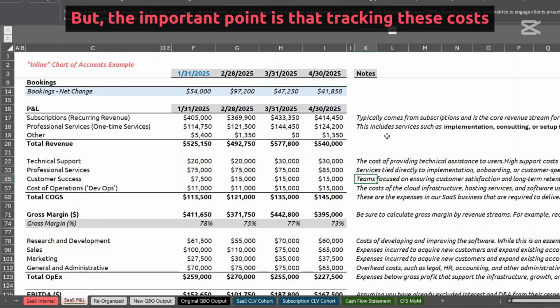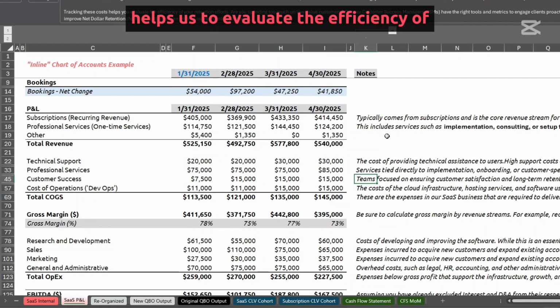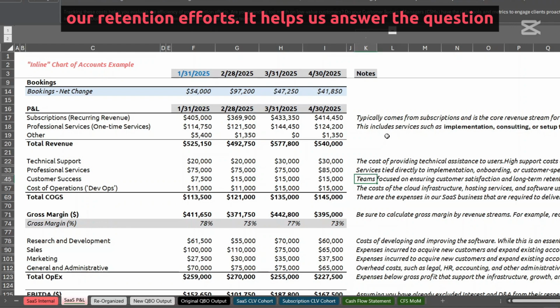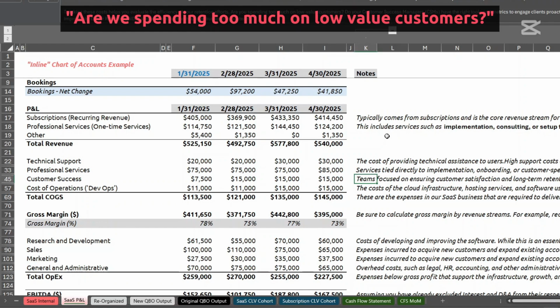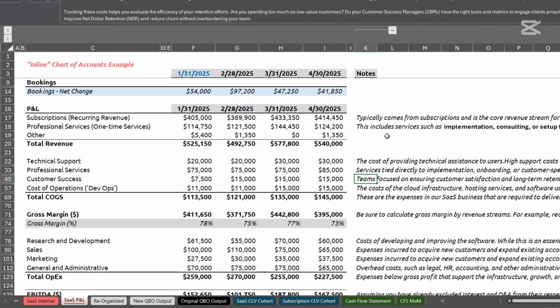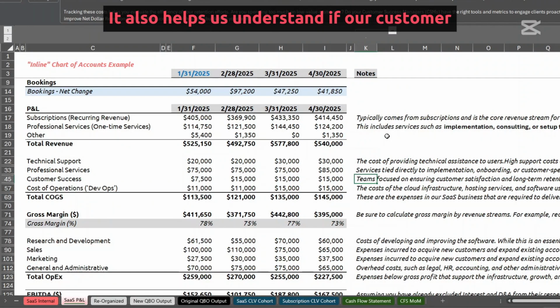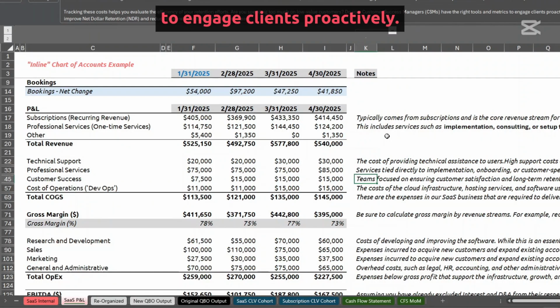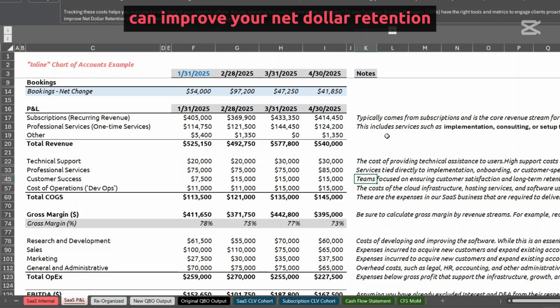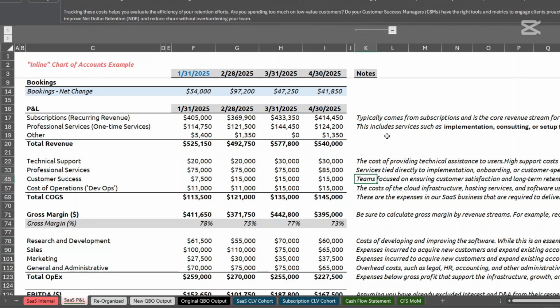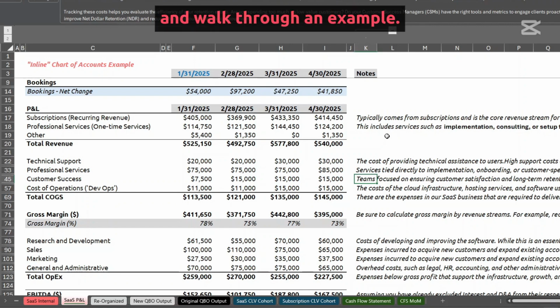But the important point is that tracking these costs helps us to evaluate the efficiency of our retention efforts. It helps us answer the question, are we spending too much on low value customers? It also helps us understand if our customer success managers have the right tools and metrics to engage clients proactively. Optimizing this area can improve your net dollar retention and reduce churn without overburdening your team. So let's do the same thing here and walk through an example.